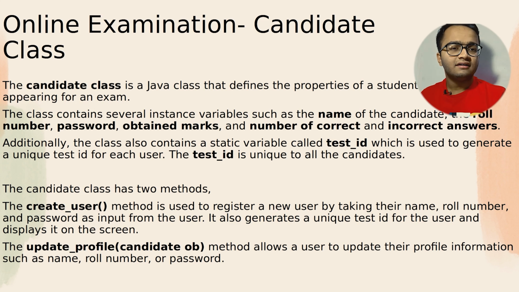After that, the candidate class consists of the create user profile method, which is used for creating or registering a particular candidate into the portal system. After that, there is also the update profile function, which allows the candidate to update his or her profile, to change his name, to change his roll number. But the thing to keep in mind is that this update profile does not give the provision to change the test ID, because the test ID is going to be unique for every candidate.